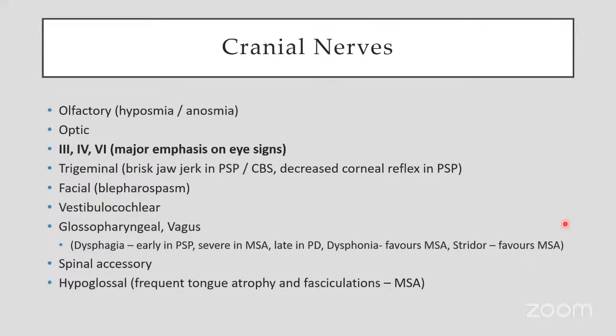So in PSP patients, there will be early dysphagia, and for MSA, it will be very severe dysphagia. This will be there only in very late stages of normal PD. Dysphonia favors MSA, stridor also favors MSA, and with hypoglossal nerve, the 12th cranial nerve involvement, in MSA, they may have tongue atrophy and fasciculations.